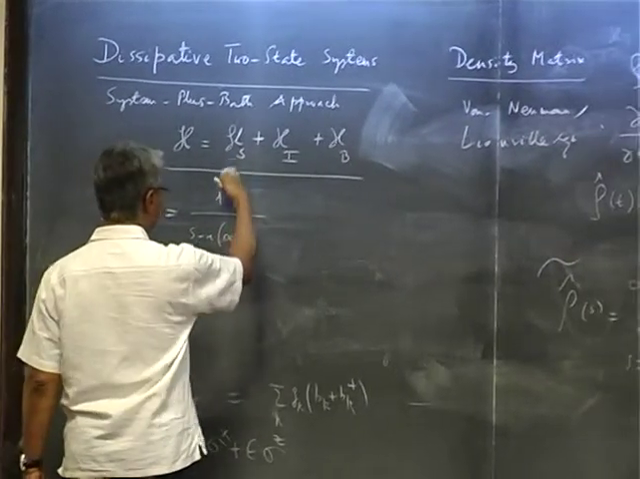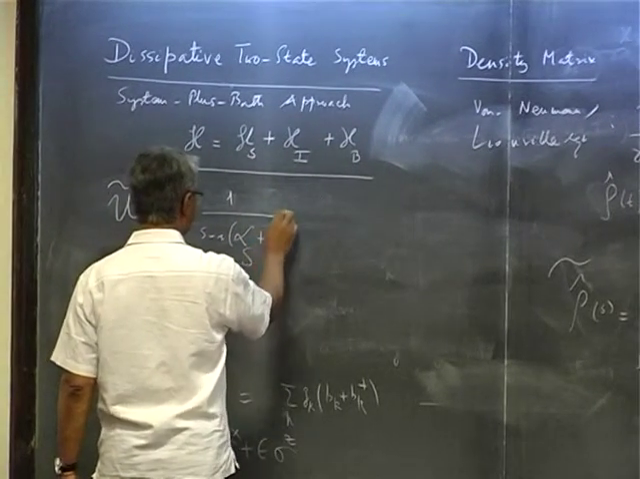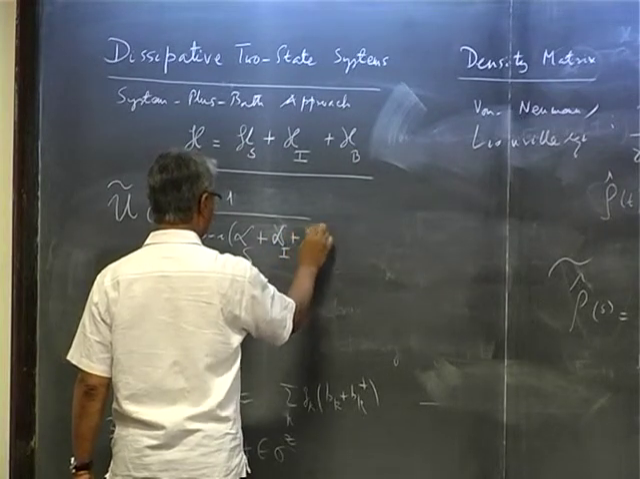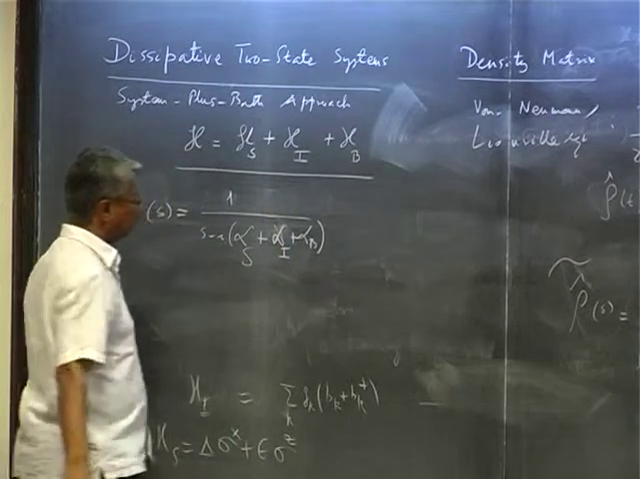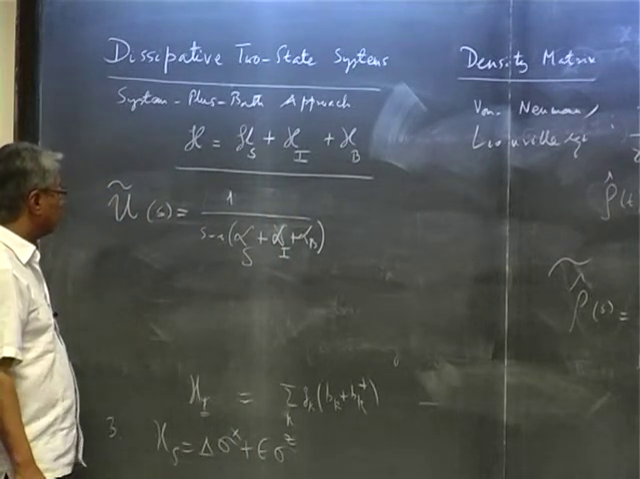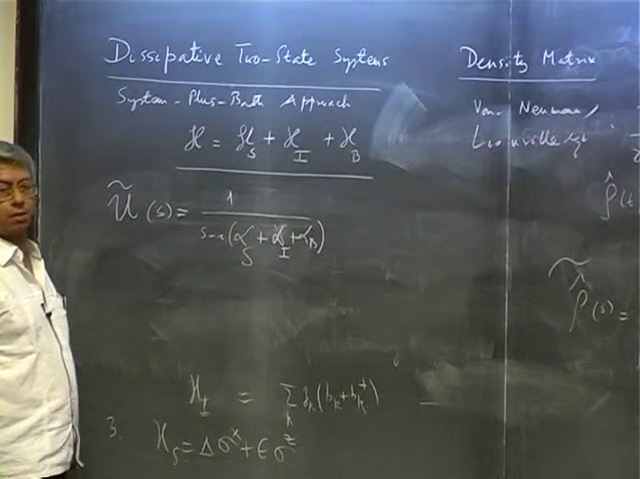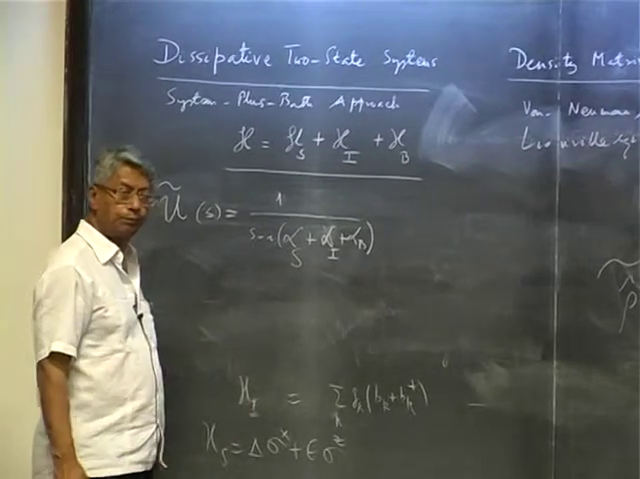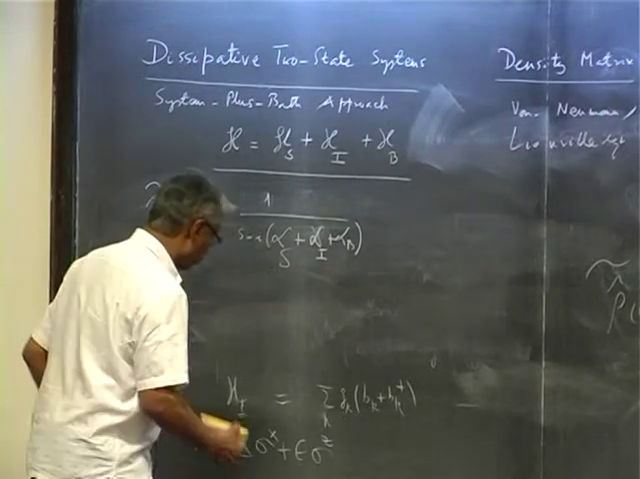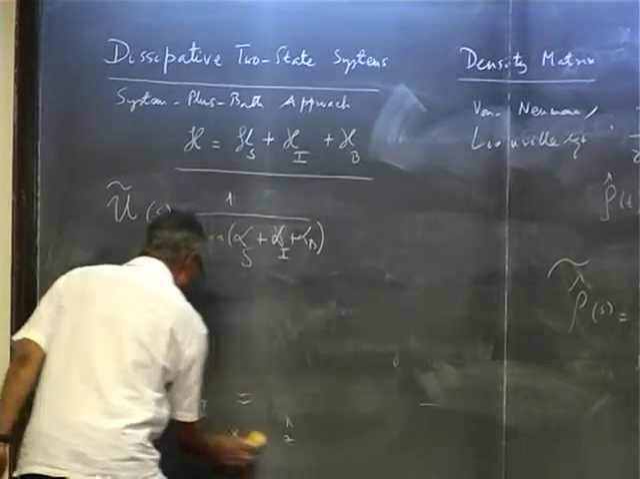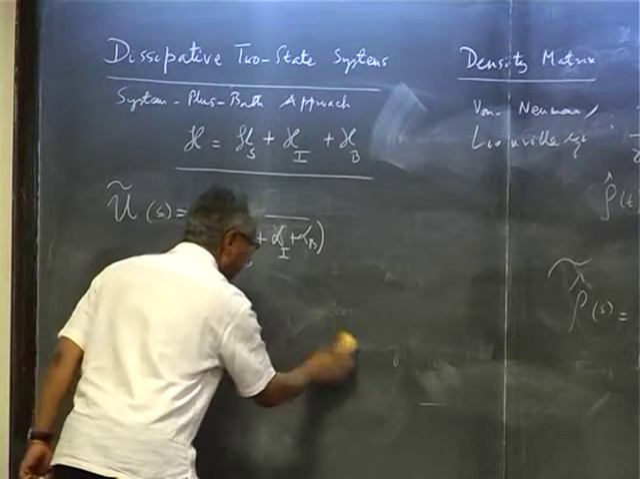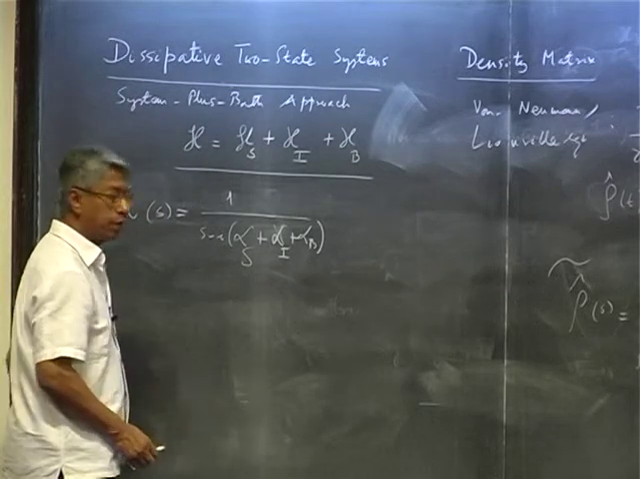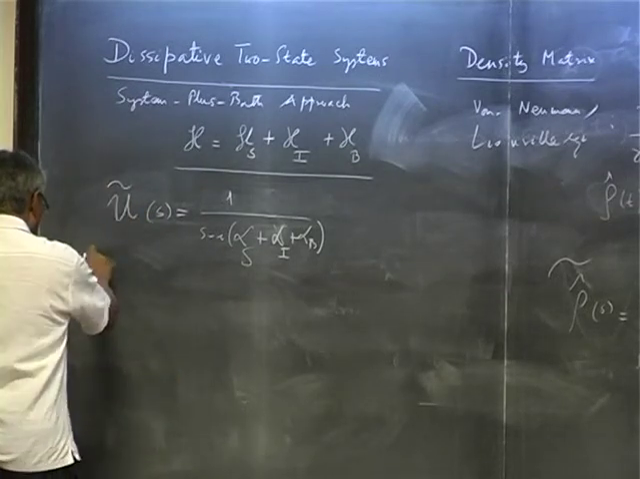And L has 3 parts. Just as H is splittable into 3 parts, the system part, the interaction part, and the bath part. And our idea is to make an expansion of this resolvent in terms of the Li. Okay? I'm sure you have done Green's function in quantum mechanics. I'm not doing anything very different except that I'm doing it for the Liouville operators. So use the operator identity.